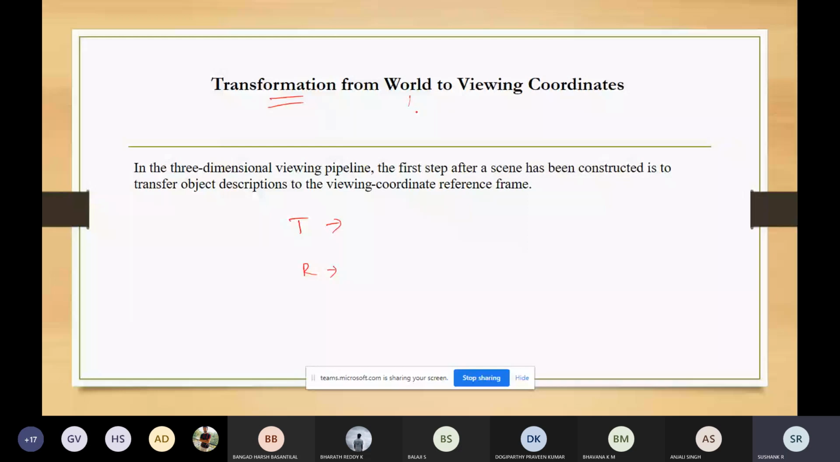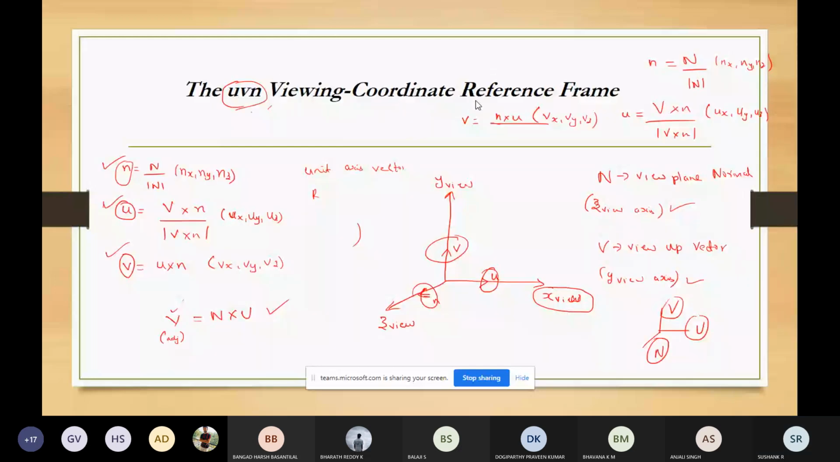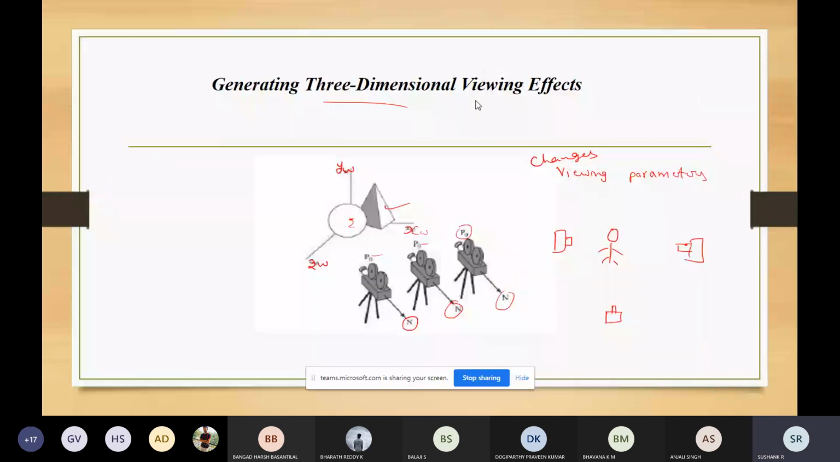Any doubts regarding today's topic? We have studied the UVN viewing coordinate reference frame, and how we can generate the three-dimensional viewing effects. Any doubts? Any doubts? Fine. I'll just stop the class now.